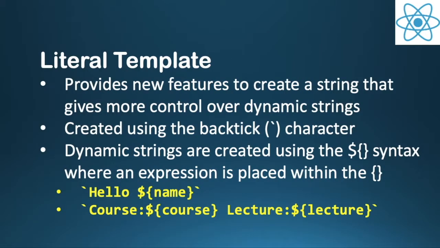Another concept that came up with ES6 that we will use here is the template literal. Template literals provide new features to create strings that give more control over dynamic strings. It's created using the backtick character, and dynamic strings are created using the dollar and bracket syntax, where an expression is placed within the brackets. So Hello, dollar name: if name is a variable and was Jack, it will just create Jack.